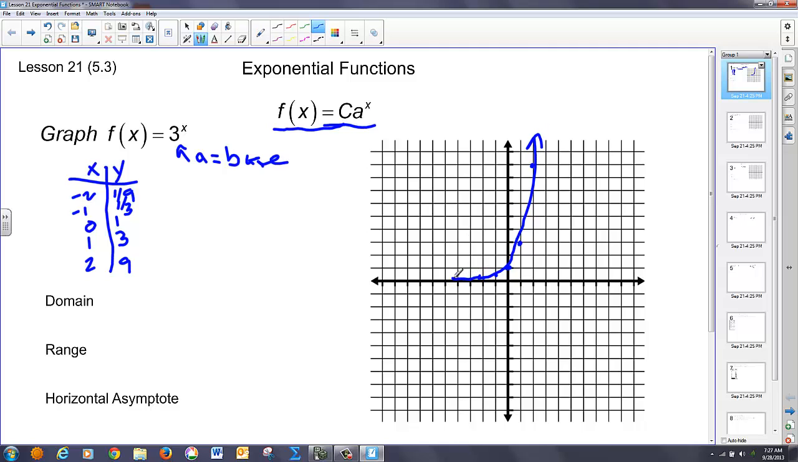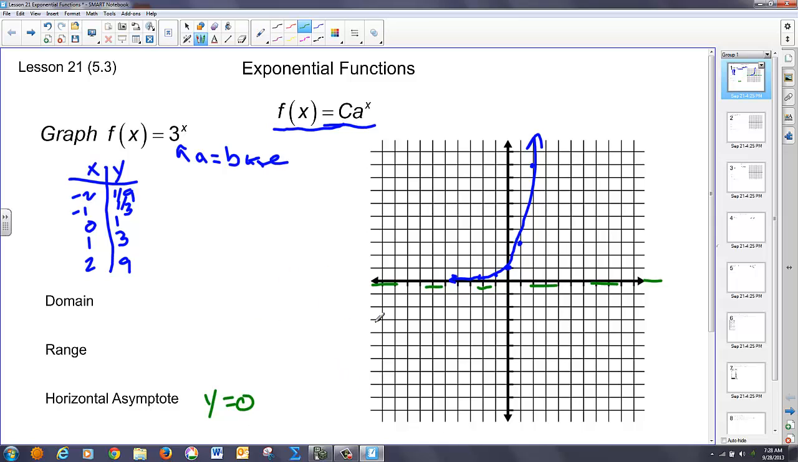What power of a positive number will ever equal a negative number? None. So what happens in all of these exponentials is we're going to get some horizontal asymptote. And in this case, our asymptote is at y equals 0.